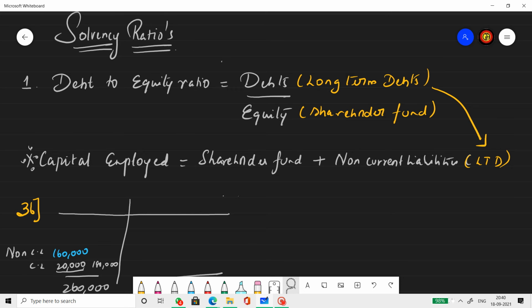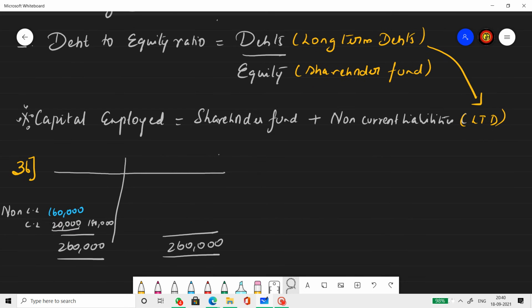Now, the other term that we come across in this category of question is capital employed. Capital employed is shareholders fund plus non-current liabilities. Now, non-current liability is just the other name for long-term debts. So, capital employed equals shareholders fund plus non-current liabilities. Now, let's see how to do the sums based on debt to equity ratios.